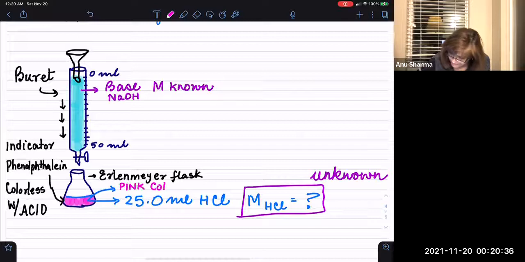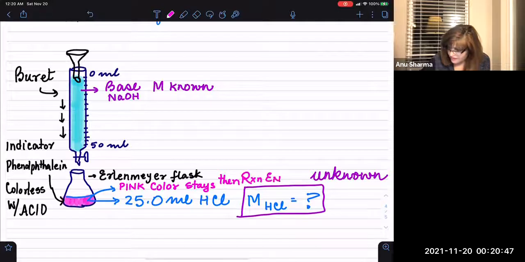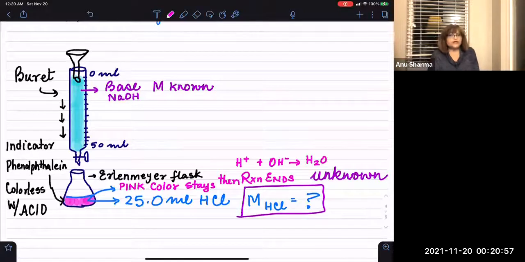pink color stays, then reaction ends. That means all the hydrogen ions have been neutralized by the OH ions to give you water, and there is only a little bit extra OH ions. That is why they're giving you the pink color.